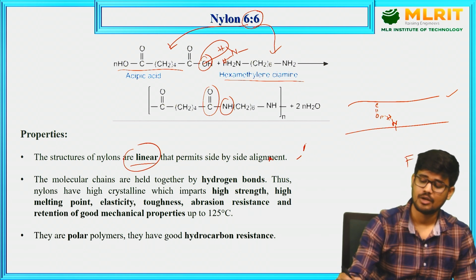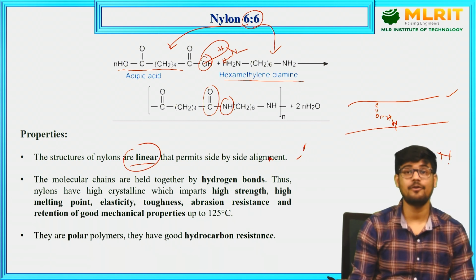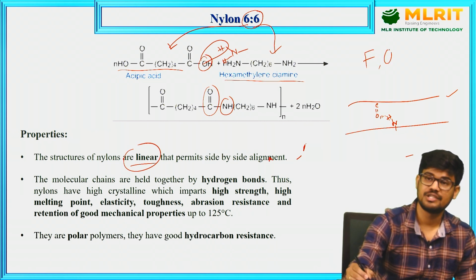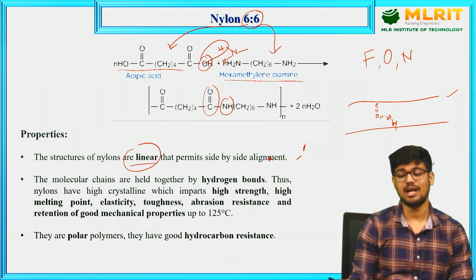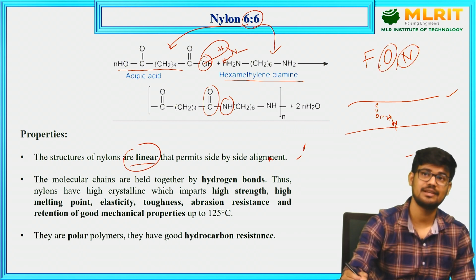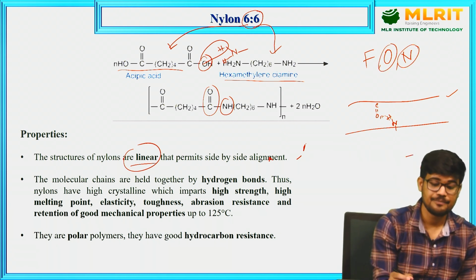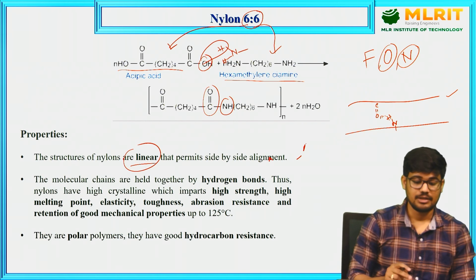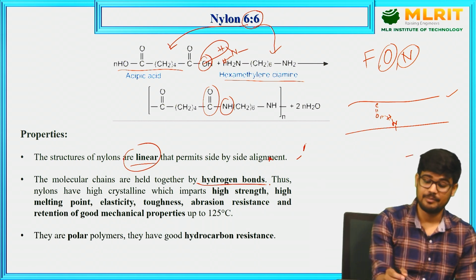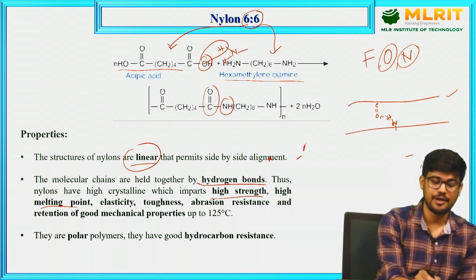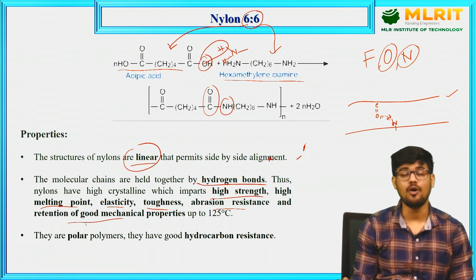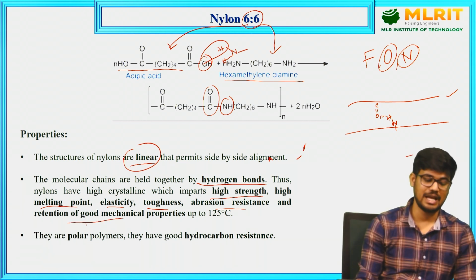Because fluorine, oxygen and nitrogen, they can form stronger hydrogen bonds. So here nitrogen and oxygen both are present and in between hydrogen is there, so they can form a hydrogen bond. So that's why these nylon 6,6 molecules have hydrogen bonds and those are very strong. Because of that, high strength, high melting point, elasticity, toughness, abrasion resistance, good mechanical properties, all these things we can get as properties of nylon 6,6.